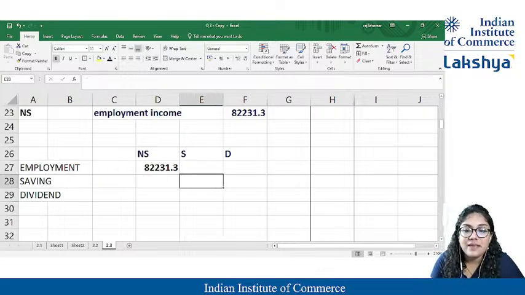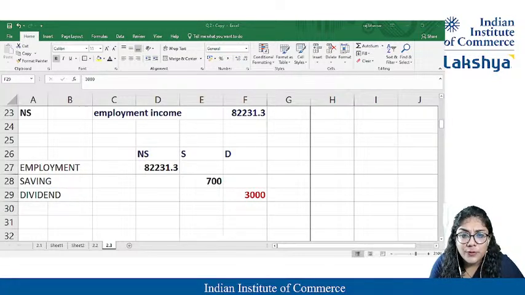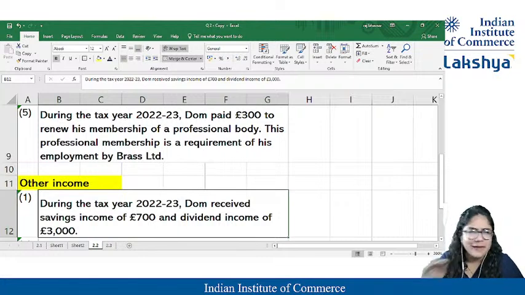So yeah, what is my savings income, guys? My savings income turns out to be 700 and dividend is 3000. 700 and 3000 is my dividend income. Now you know what I am going to get. The first thing you need to do is again read the question, and then we can calculate my final taxable liability.